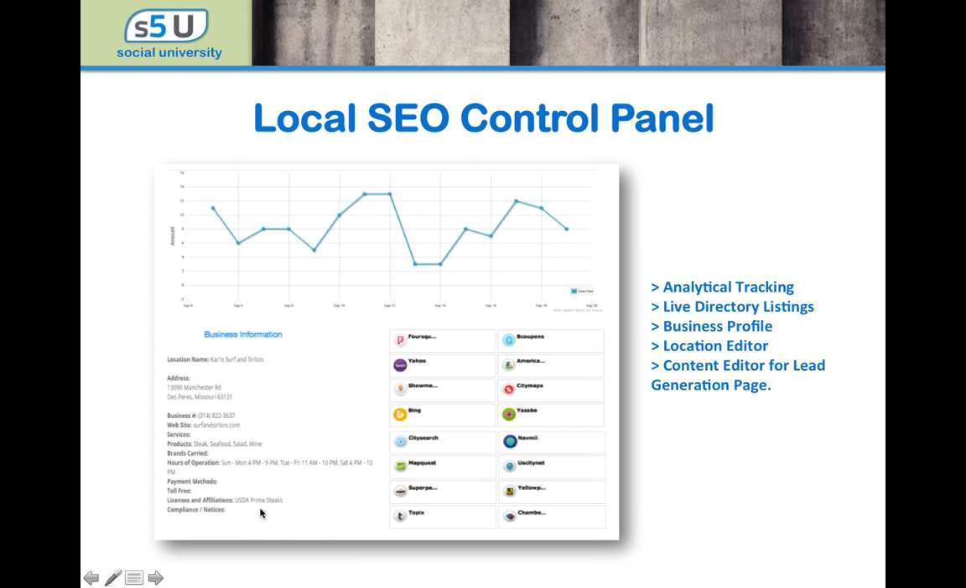You can see the business profile here on the side where somebody can update that at any time. And also on this side, you can click on any of these that have a live listing, where I can say, what does my listing look like on Yahoo, and I can click on it. It'll show me what that listing looks like. So it's designed to create kind of a self-encapsulated business profile where you can change any of that information anytime, and we can edit the location. You can also edit the content on a lead generation page I'm going to show you in just a moment.